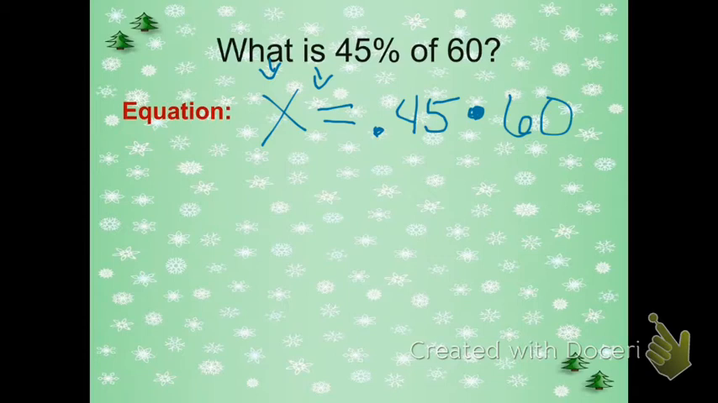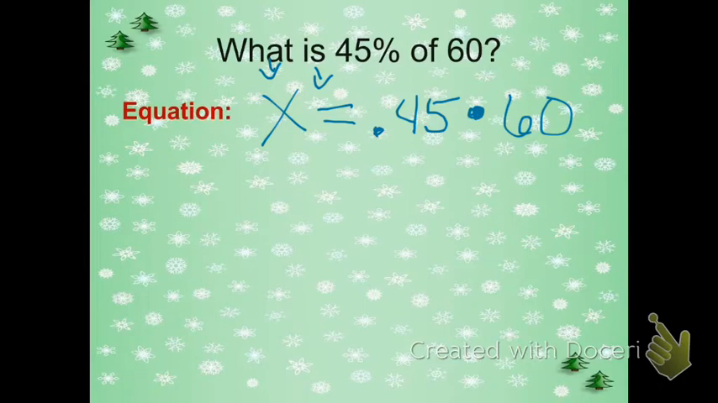Okay? So all we have to do now, go ahead and write it from what you just put on there. Write it on the line where it says equation. Should say x equals 0.45 times 60. Now to solve it, what do we have to do? Multiply. What times what? 0.45.